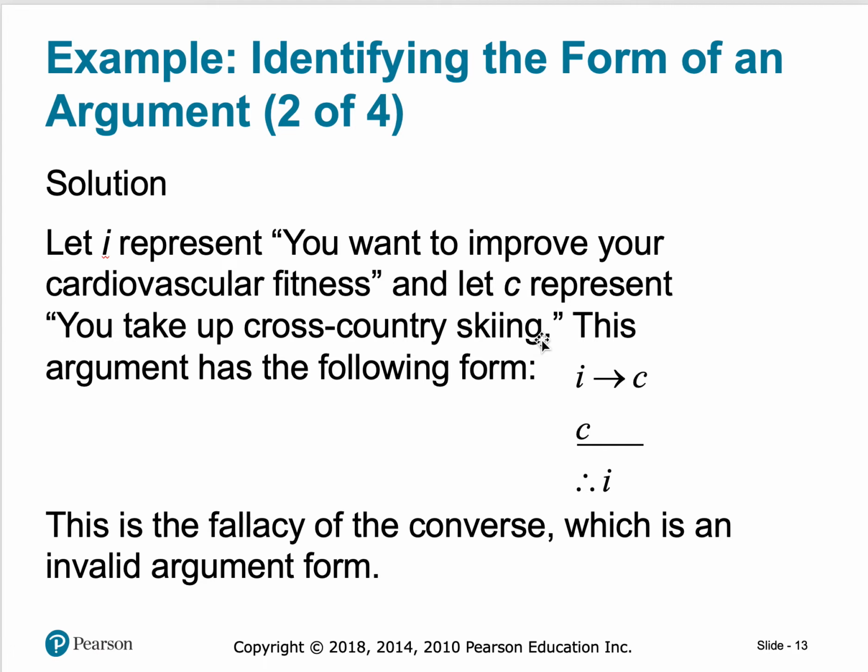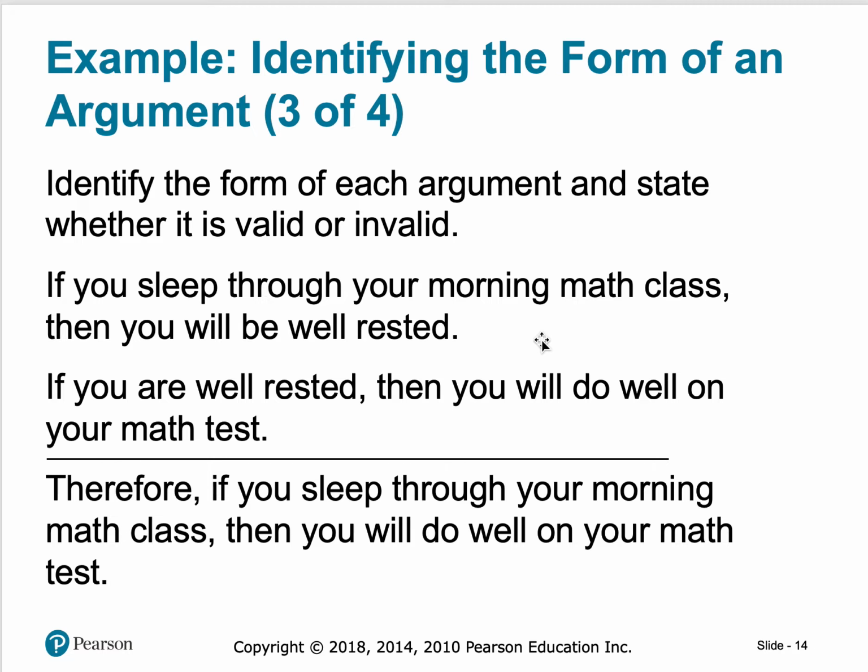This is a fallacy of the converse, which is an invalid argument form, because you don't know if someone took up skiing for their cardiovascular health. Maybe they enjoyed skiing. Maybe they are moving to a place where skiing is popular. There are lots of other reasons I could do that.